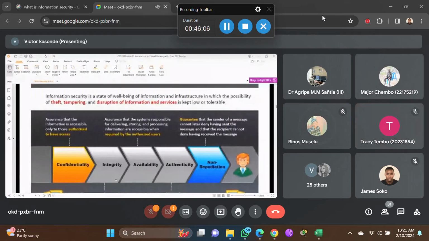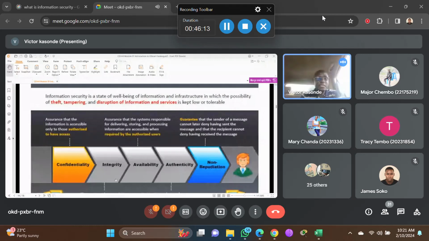Assurance that the information is accessible only to those authorized, yes, that is confidentiality. The information is not supposed to be accessed by all Jim and Jack. That is what we call confidentiality. For example, a woman and a man who are married: some of the information is supposed to be kept just between the two of them. Even in IT, we have that.